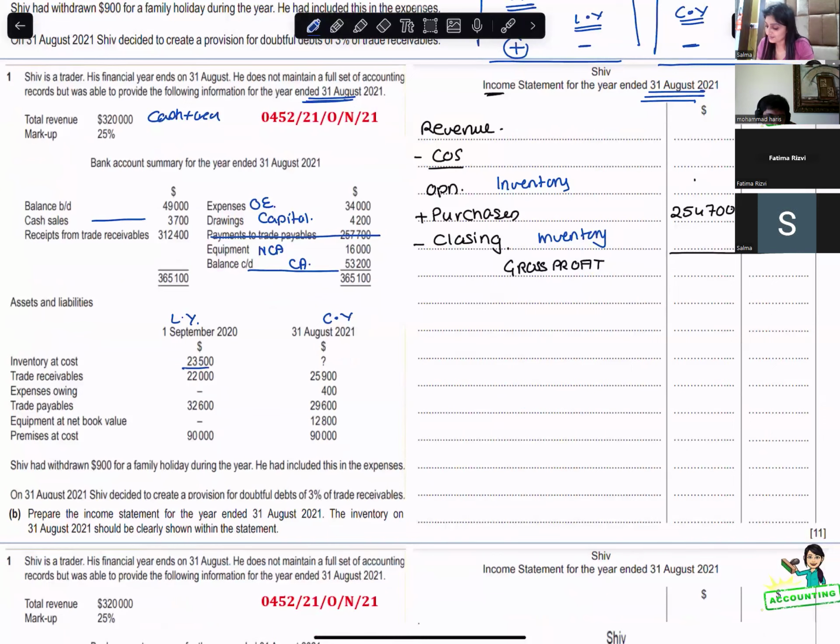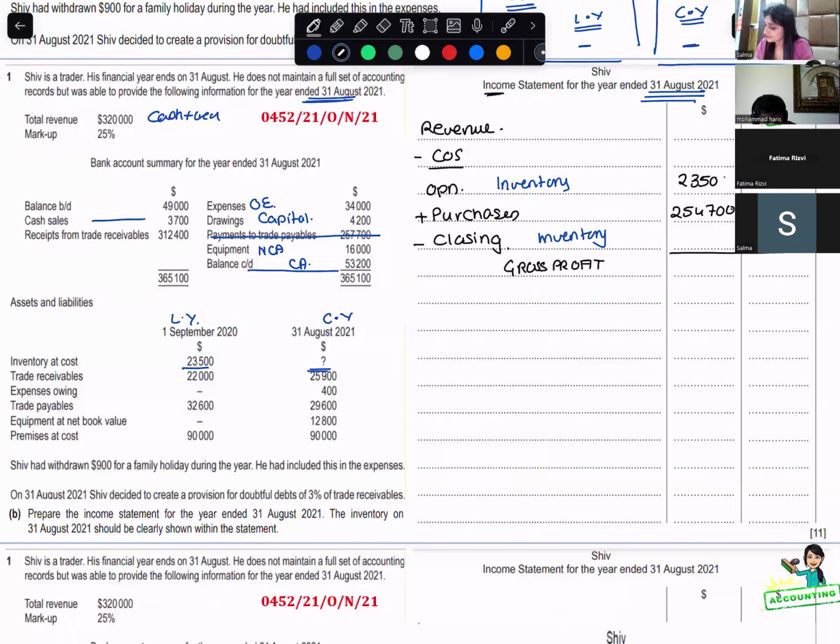I have opening inventory and closing inventory has to be found out. Opening inventory can normally not have any adjustment. So can I just go and write the opening inventory? Are you all with me? Yes, miss.